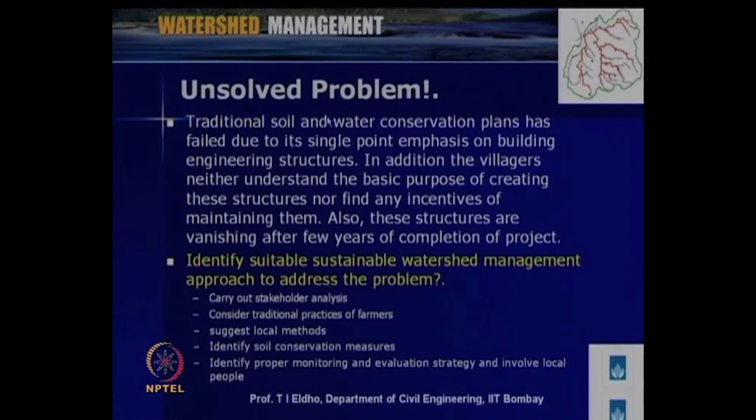So, finally, one unsolved problem. The problem is like this: traditional soil and water conservation plans have failed due to their single-point emphasis on building engineering structures. In addition, the villagers neither understand the basic purpose of creating these structures nor find any incentives for maintaining them. Also, these structures are vanishing a few years after completion of the project. So, within this perspective, you can identify a suitable sustainable watershed management approach to address the problem mentioned here.